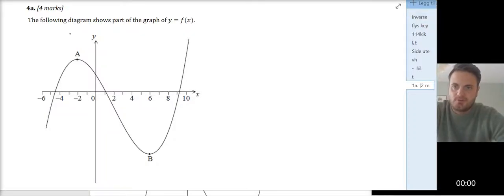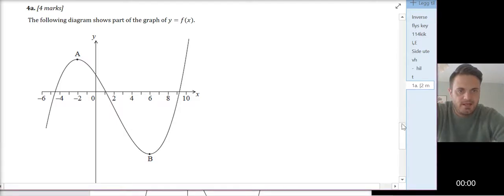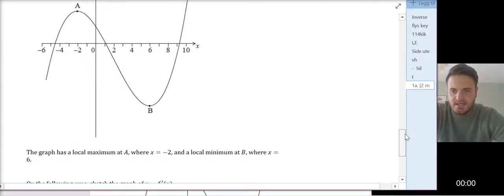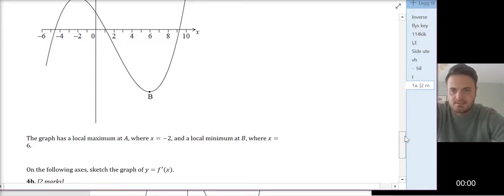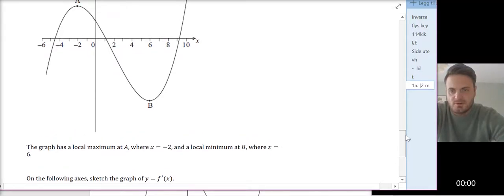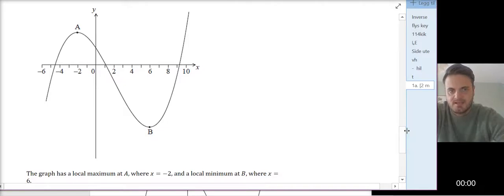Exercise 4. The following diagram shows part of the graph of f of x. And the graph has a local maximum at a, where x is minus 2, and a local minimum at b, where x is equal to 6. On the following axis, sketch the graph of the derivative.